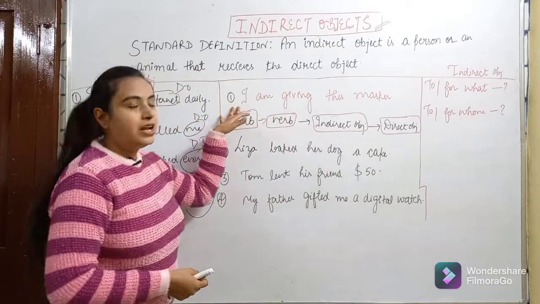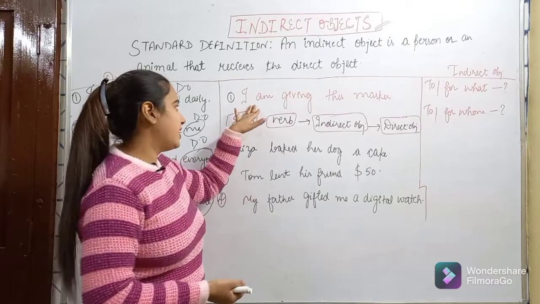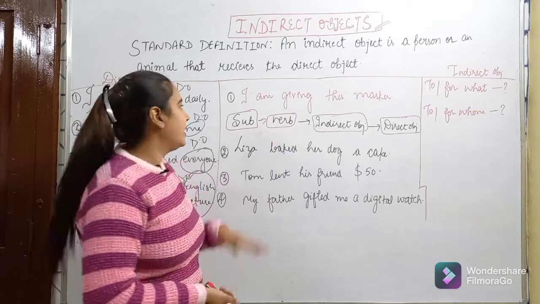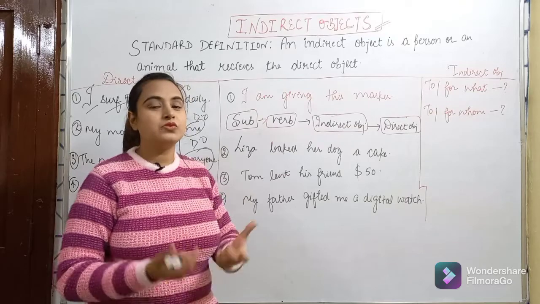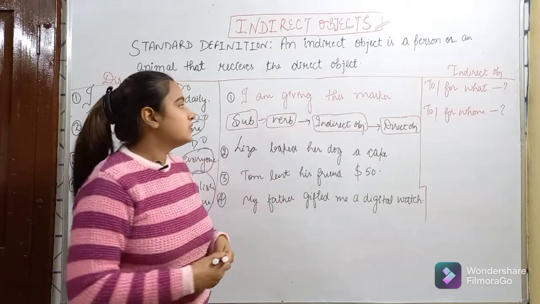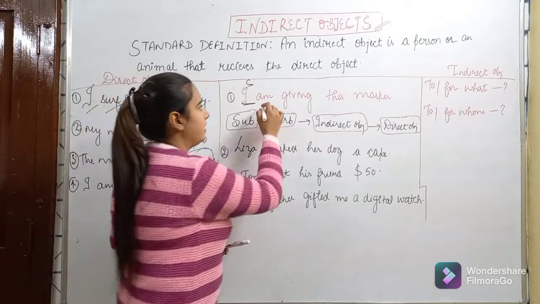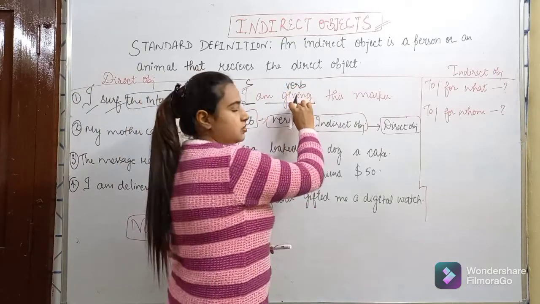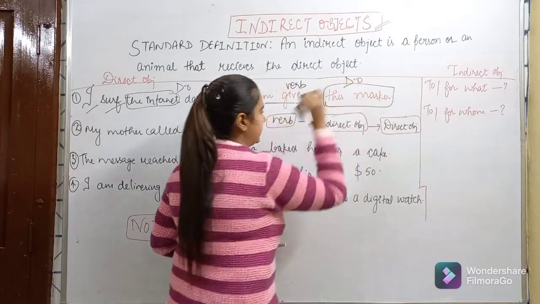So before discussing the standard definition of indirect objects, let us have a look at this example to understand the concept profoundly. I am giving this marker. Now, the very first question that comes to everybody's mind is, I am giving this marker to whom? I is the subject here. I am giving is the present continuous verb here, and the action of giving is being performed on this marker. It is your direct object.